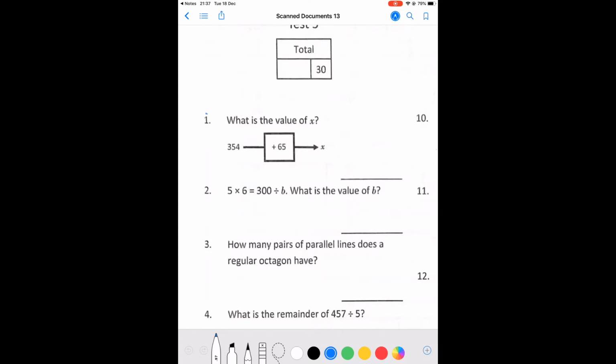So here for question number 1, we have a number machine. We have 354 going into the machine. We're adding 65, and out comes the answer. Now, if we do this number, add 65, that will give us an answer of 419.